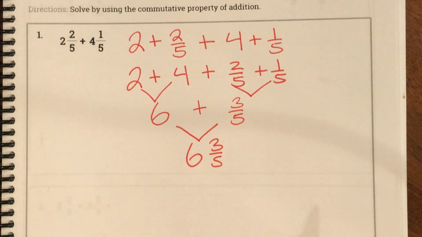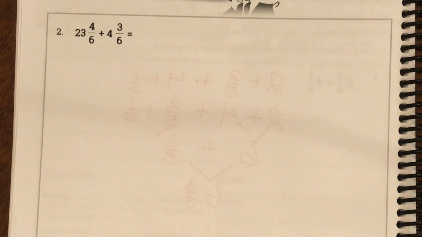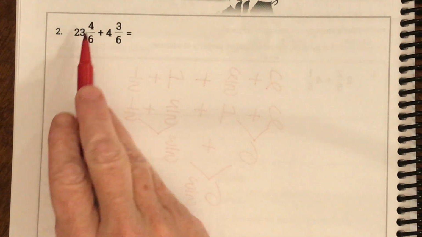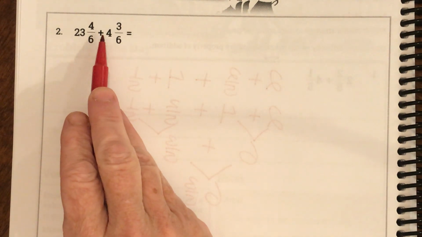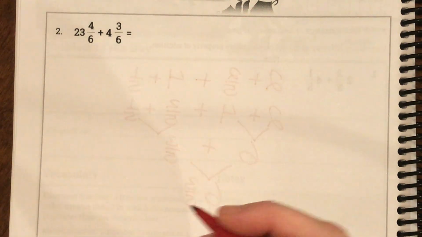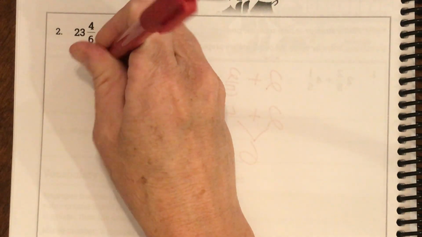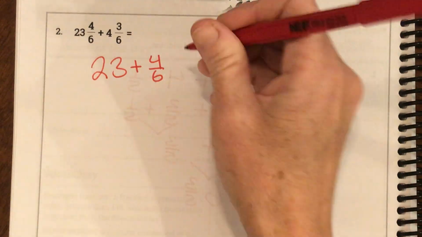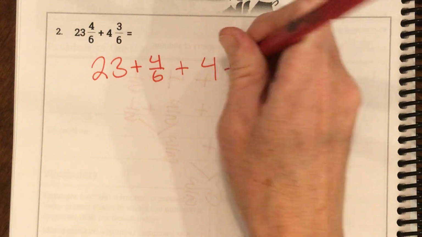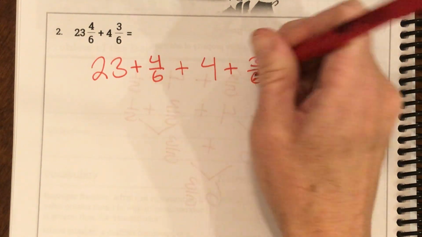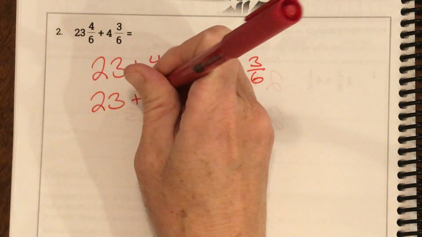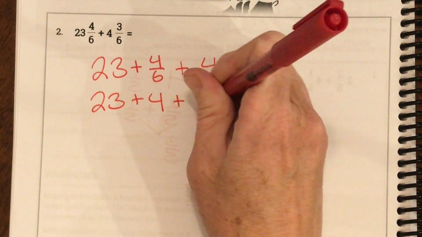Okay, so let me see another one, and hopefully you followed along and saw how much I just followed my steps exactly. Okay, this time I have 23 and 4/6 plus 4 and 3/6. Okay, so step 1 is I'm going to decompose each number. So I have 23 and 4/6. I broke apart that mixed number. Plus 4 and 3/6. Step 2 is I'm going to rewrite using the commutative property, and I'm going to group my whole numbers and group my fractions.